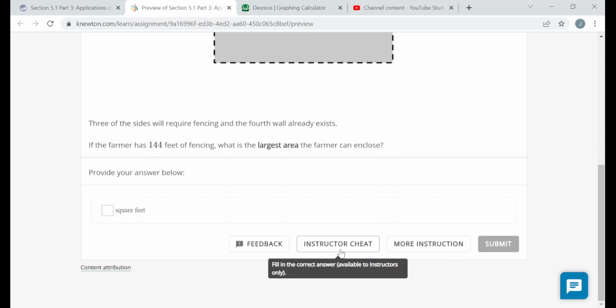You will not have the instructor cheat button. It's for instructors only. But you will have a more instruction button. If you're ever struggling with a particular topic, try clicking on more instruction. You'll be taken to a page with further reading or videos, and you can see questions related to that instruction. And there's nothing wrong with getting through the assignment that way, using more instruction for each question if you want.